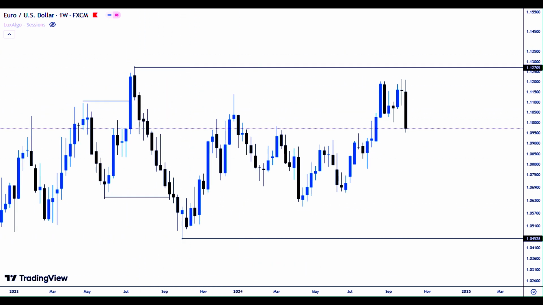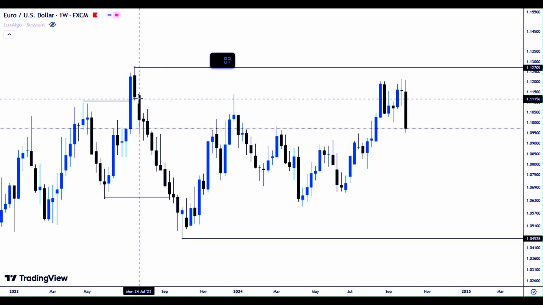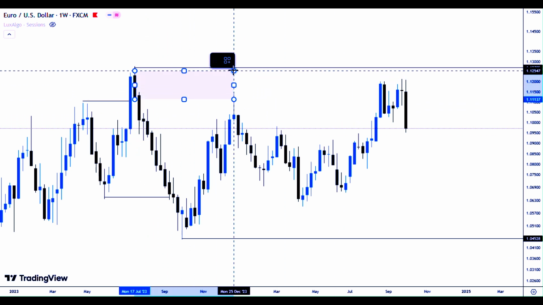Looking at this high, you can see that there was a supply zone that was formed right over here.